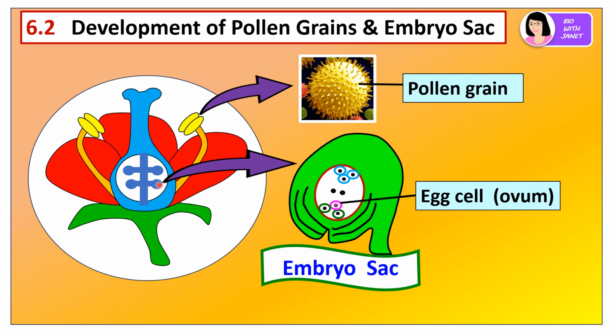Okay, so the ovule is protected by the ovary here. So how is the egg cell formed in the ovule? Let's find out about the formation of the pollen grains and egg cells, which are the male and female gametes respectively in a flowering plant.